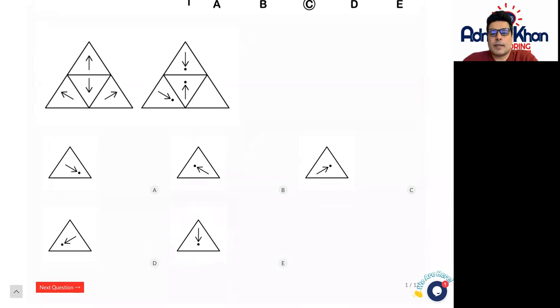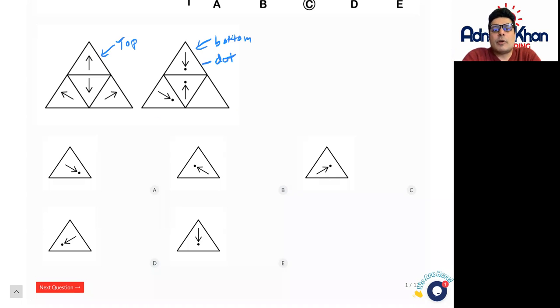First of all, we can see here two triangles on both sides. One triangle has just arrows pointing in different directions, and the other triangle has arrows pointing in different directions, but it also has dots and spots, black spots as well. So let's have a look here. In this particular triangle, this arrow is pointing to the top and this arrow is pointing to the bottom. But at the same time, we've got this black dot there as well, okay?